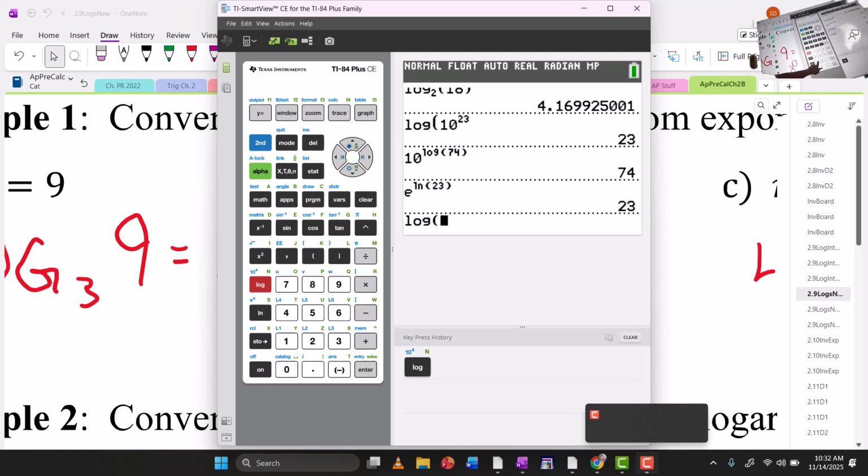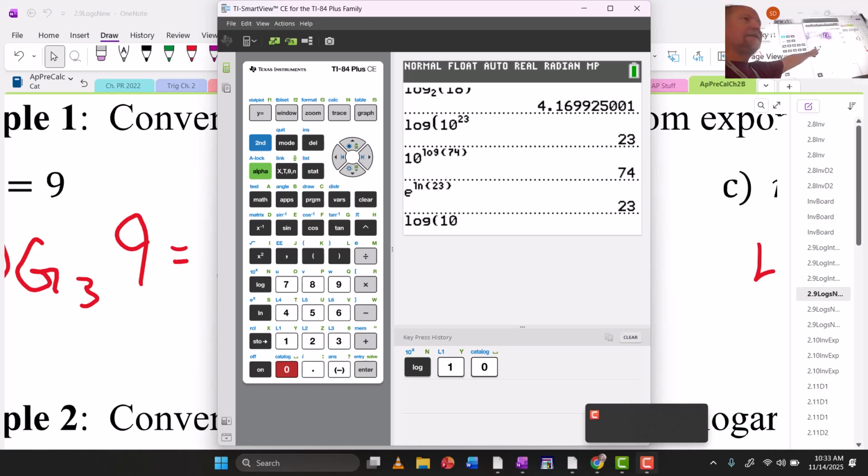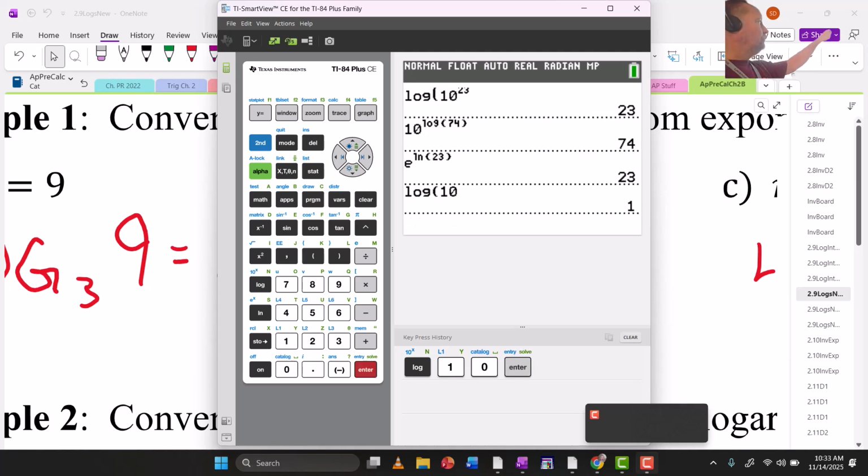Hey, let me ask you a question. This is what you're going to have to do anyway eventually. What do you think that answer is? Stop. Remember, this is base 10. And then I'm doing log base 10 of 10. 10 to what power equals 10? What's the answer? 1. Enter. Booyah.